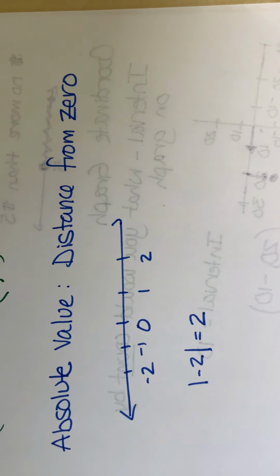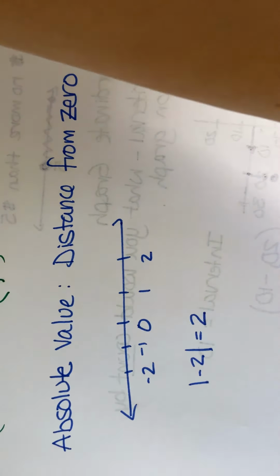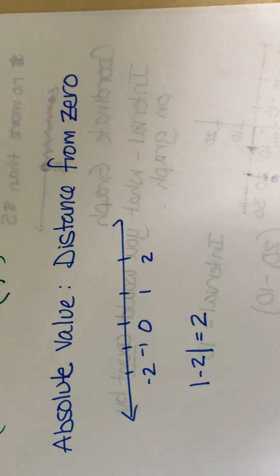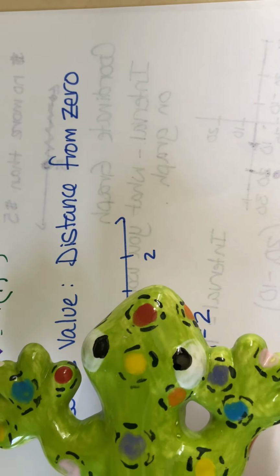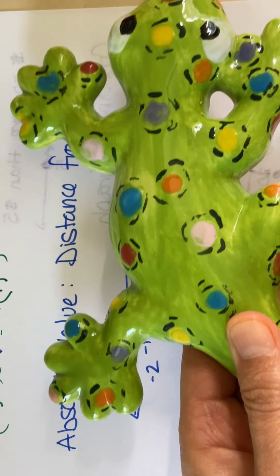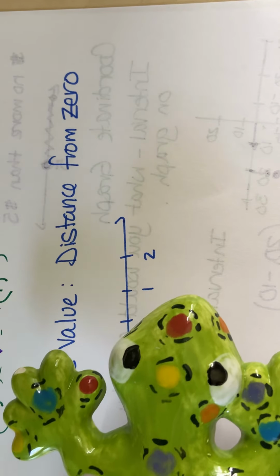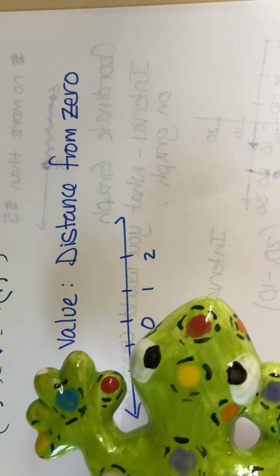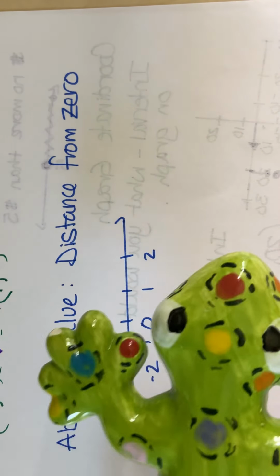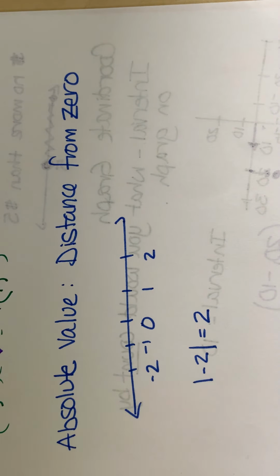Okay, here I have a little lizard. My daughter made one in a ceramic class. He can go backwards, but he's still going a distance. He can go forward, he's still going a distance. It's pretty cute, huh? She made that.